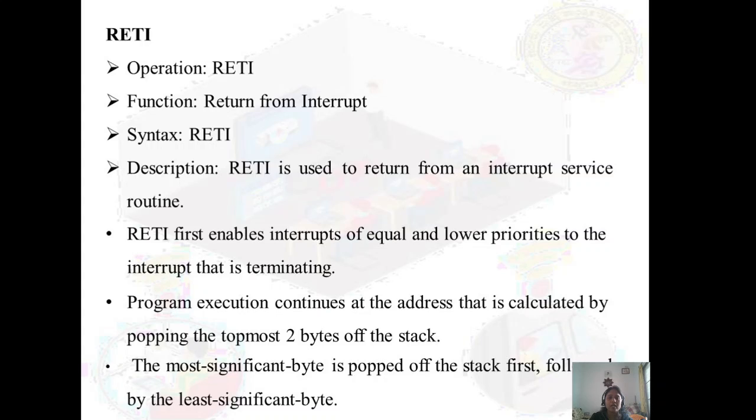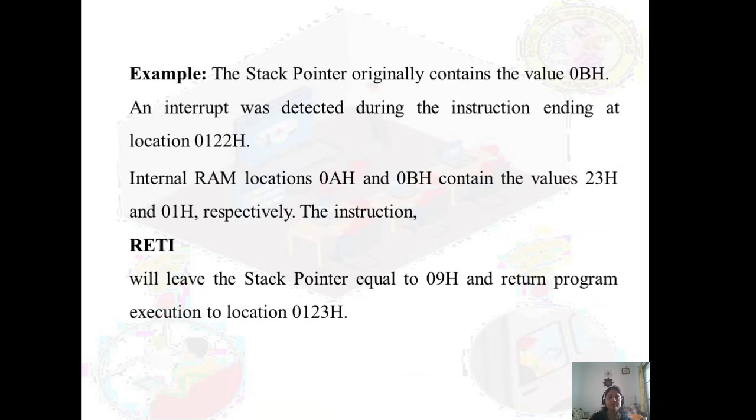RETI first enables interrupts of equal and lower priorities to the interrupt that is terminating. Program execution continues at the address that is calculated by popping the topmost 2 bytes of the stack. The MSB is popped off the stack first, followed by the LSB. If we consider an example, the stack pointer originally contains the value 0BH. An interrupt was detected during the instruction ending at the location 0122H.